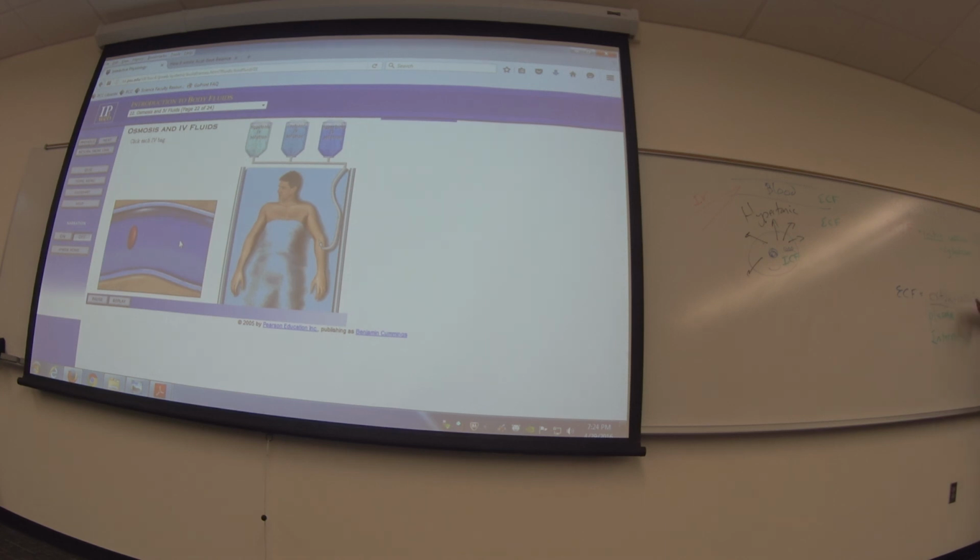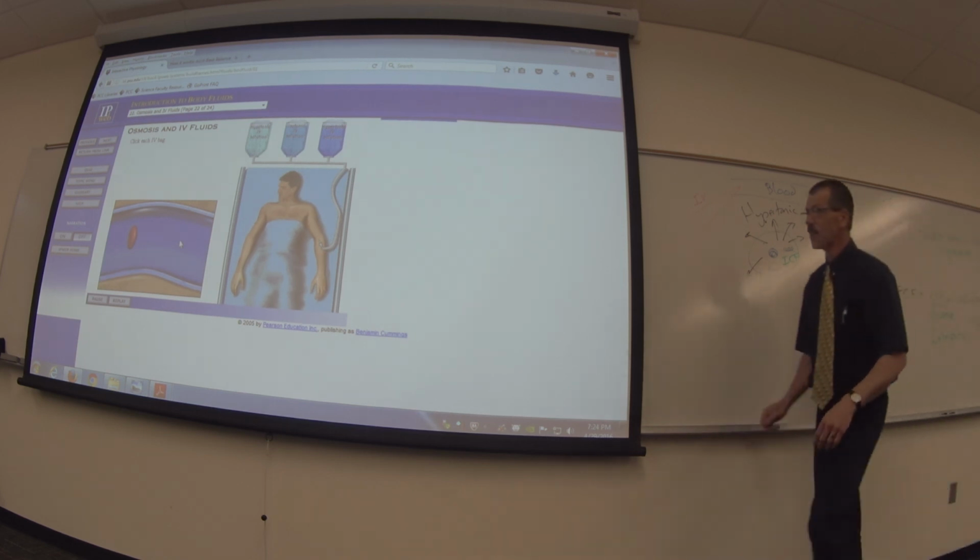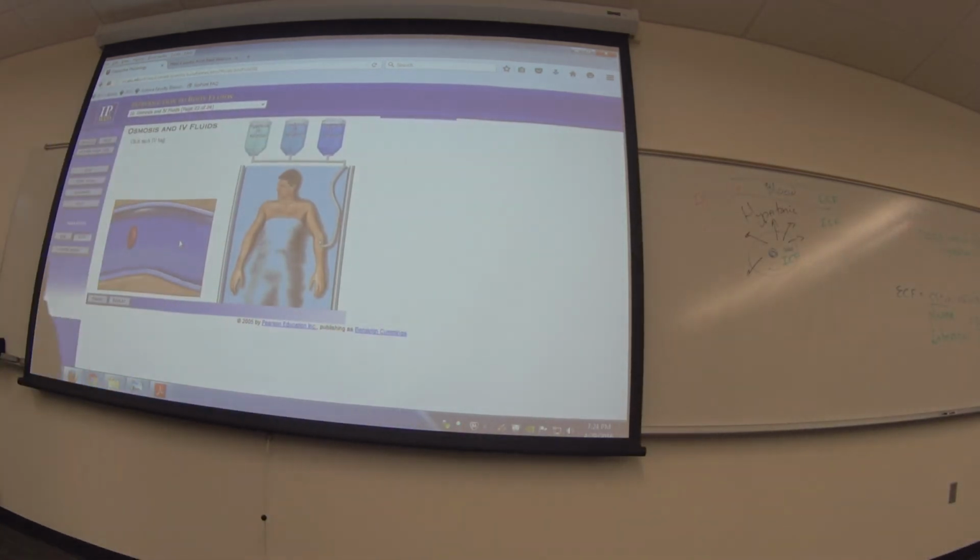So the ECF changes, the cell has to respond. So what should your cells do if I give you a hypertonic IV? Shrink. It should shrink or get small. Let's see if that's true. Here we go. Hypertonic IV. They should. So I'm changing the ECF, and that's going to draw water out of the ICF.